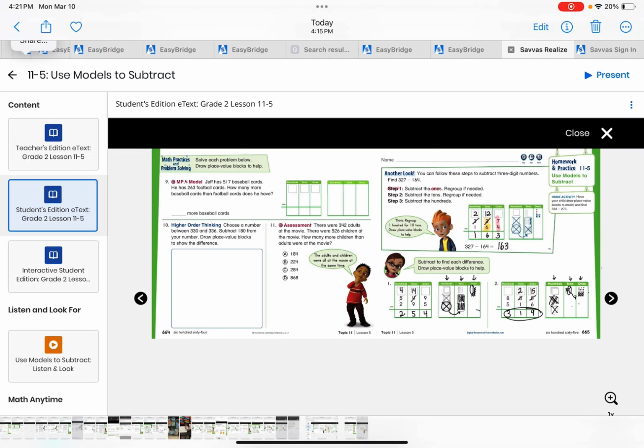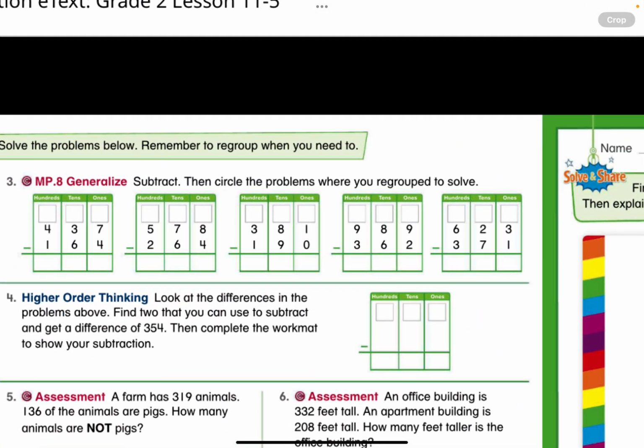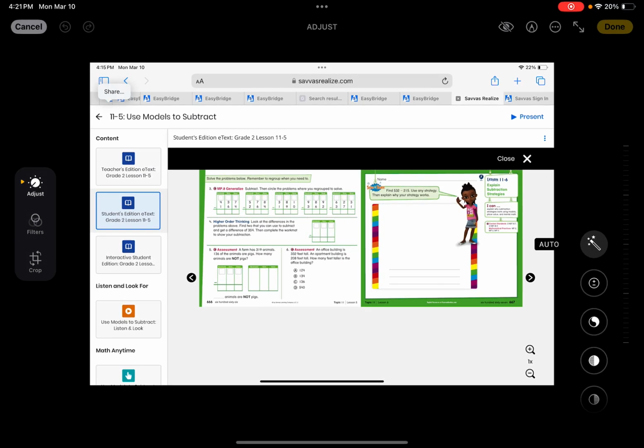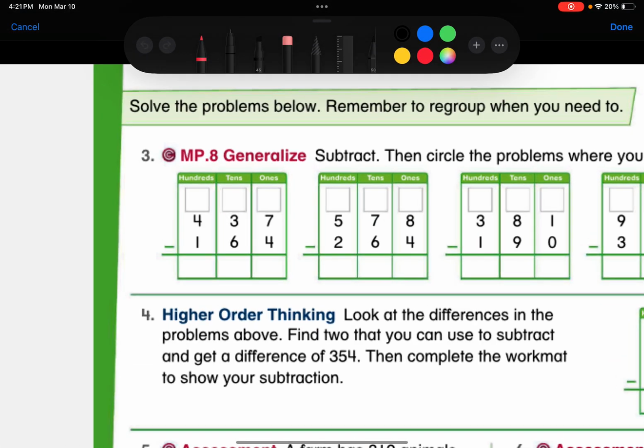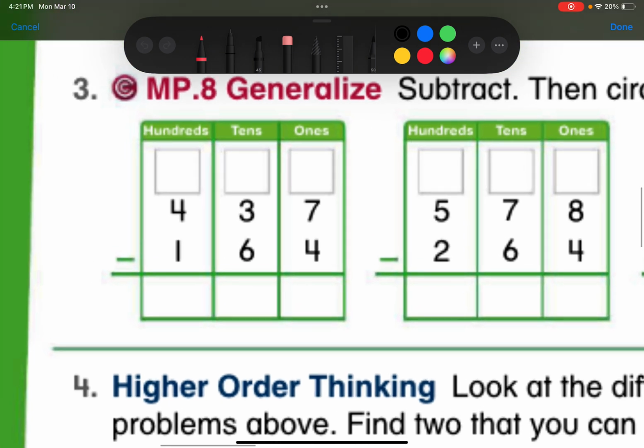All right, moving on. We're going to flip to the back. We are going to solve the problems below and remember to regroup if needed. So if you would like to draw the place value or the base 10 blocks, you're more than welcome. If not, just follow along. So 7 is bigger than 4, so I can subtract there. 7 minus 4 is 3. Moving on to my tens, please.